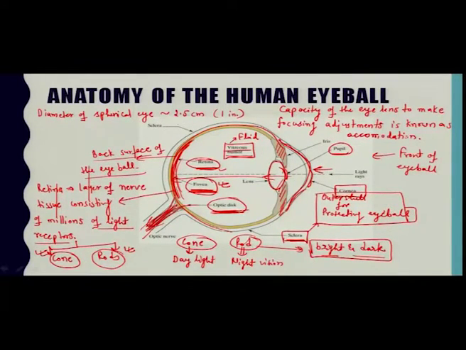So now this is about the whole anatomy of the human eyeball. I hope the various parts existing within the human eyeball have been clarified. In brief: the pupil, the iris, vitreous humor, retina, fovea, optic disc, cornea, sclera. These are all the basic components of the human eyeball.